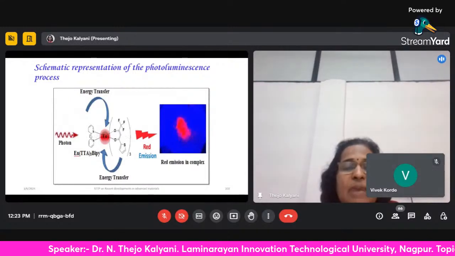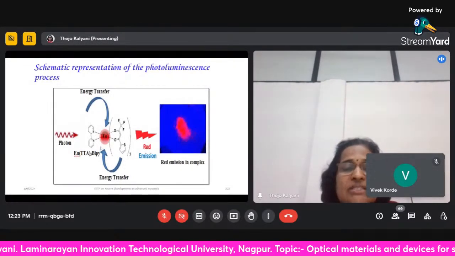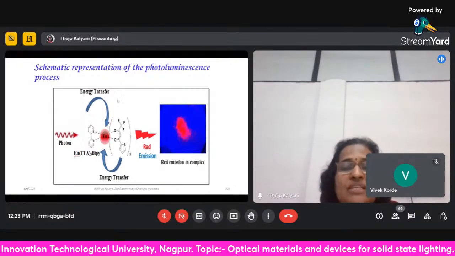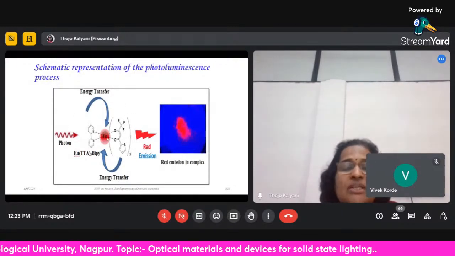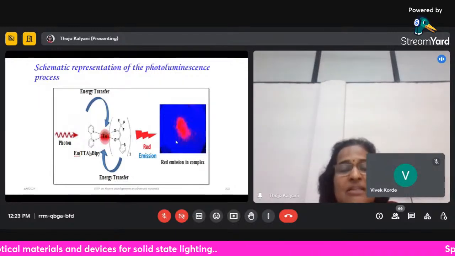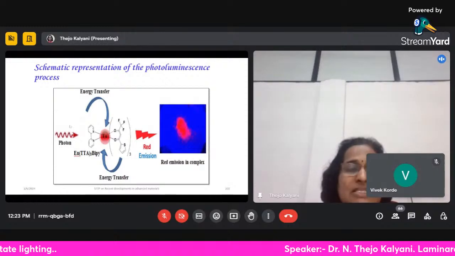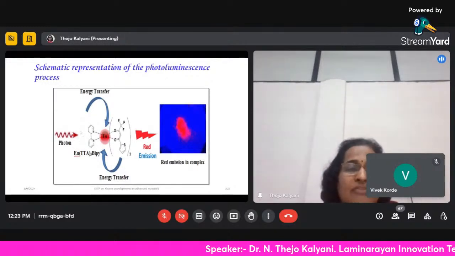If you can see here, bipy is also transferring its energy. Similarly, TTA is also transferring its energy like this. So because of this energy transfer, the emission from this metal ion is possible. And this effect is known as the antenna effect, and this happens only under external energy availability.